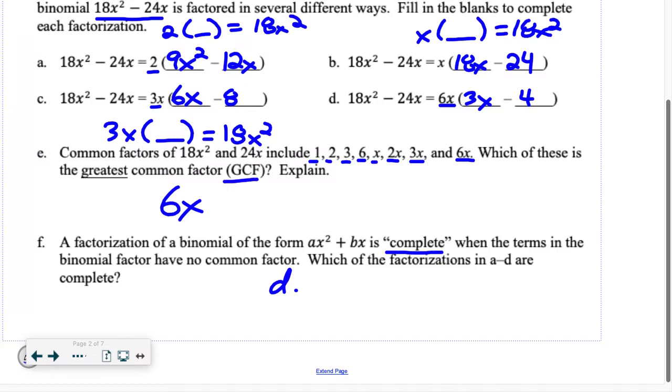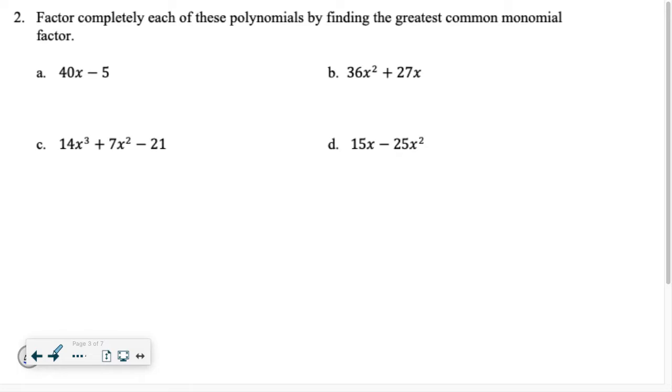So let's do a couple more examples of those. So we have here 40x minus 5. Well, I don't have x's in both terms. All I'm going to focus on is the 40 and 5. What number can I take out of both? So that's going to be a 5. If I take a 5 out of 40x, that means I'm reversing the distributive property. So think of it that way, I'm going to divide out the 5. So I have 8x left over.